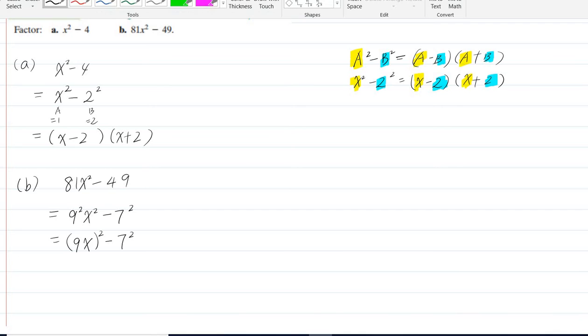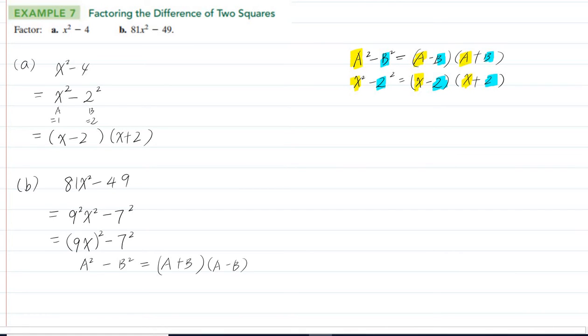So I'm going to write down the formula. Again, the important part is you need to know what's A and what's B. In our case, if you compare them, this 9x, the whole thing, is our A. Our B is just going to be 7. So A is 9x, plus B, which is 7, and then we're going to have 9x minus 7.